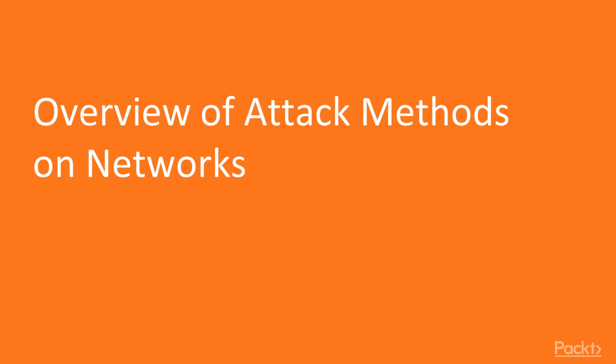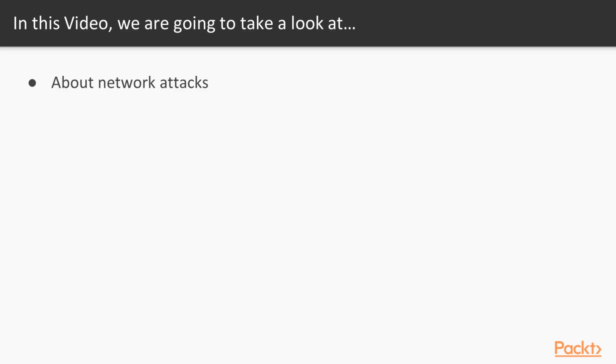So this is the first video of section 3, which is an overview of attack methods on networks, covering the different kinds of attacks available against networks. In this video we are going to take a look at a couple of points. First of all, we will learn what the meaning of network attacks is, and then we will learn what the different network attacks, major or minor, are.